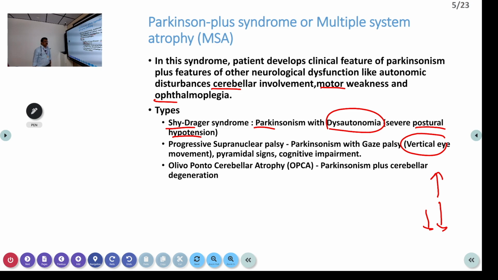Pyramidal tract lesions, so the patient can have rigidity. Along with the rigidity, the patient can have increased reflexes. Normally Parkinson patients will have normal deep tendon reflexes. Here reflexes are increased. Cognitive impairment: most Parkinsonism patients will have normal memory, but here the patient can have diminished memory. So Parkinson with dementia. Olivopontocerebellar atrophy, again Parkinson plus cerebellar findings.